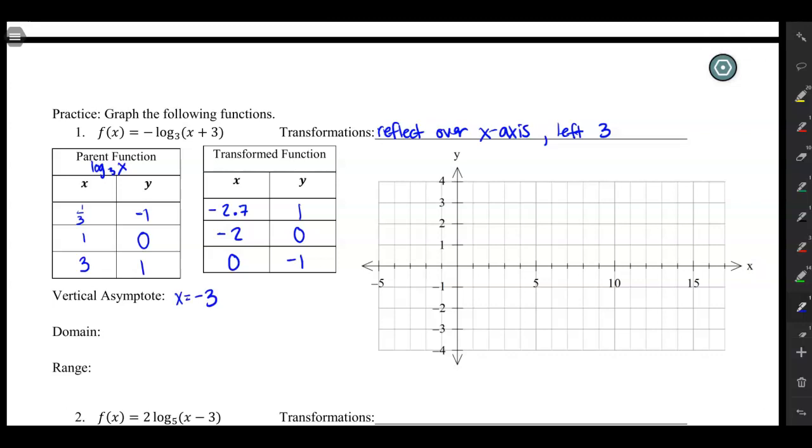It also means that my domain is now going to start at negative 3 and then go to infinity. And again, my range is always the same, negative infinity to infinity. All right.